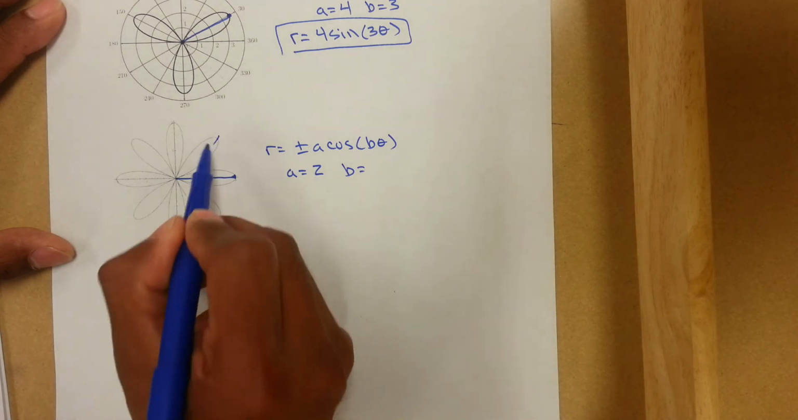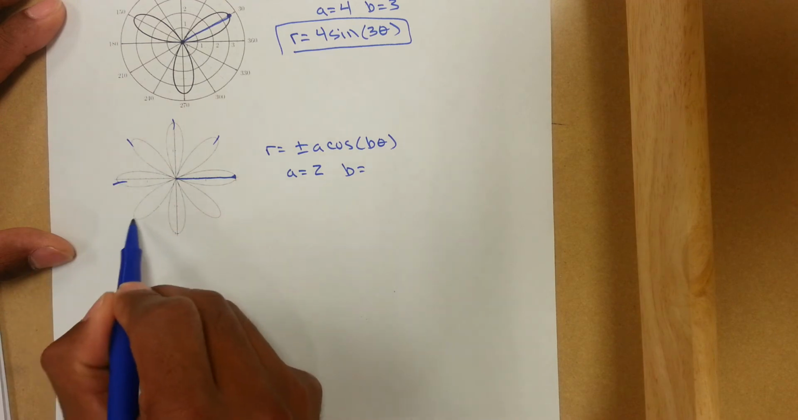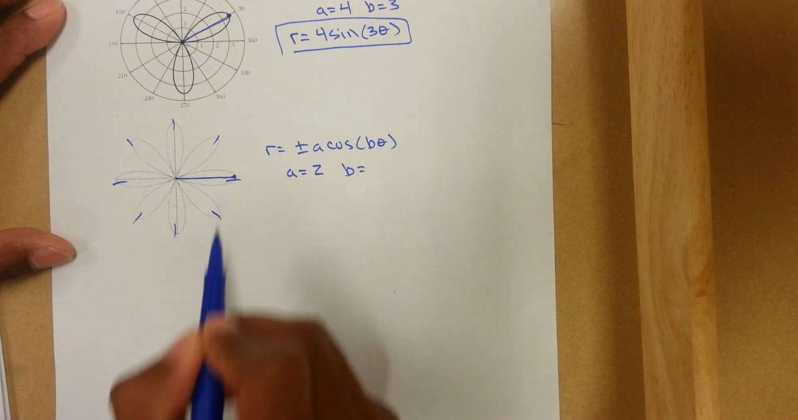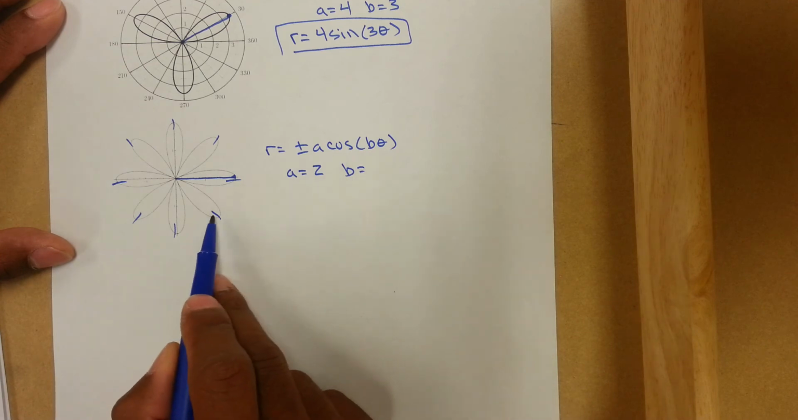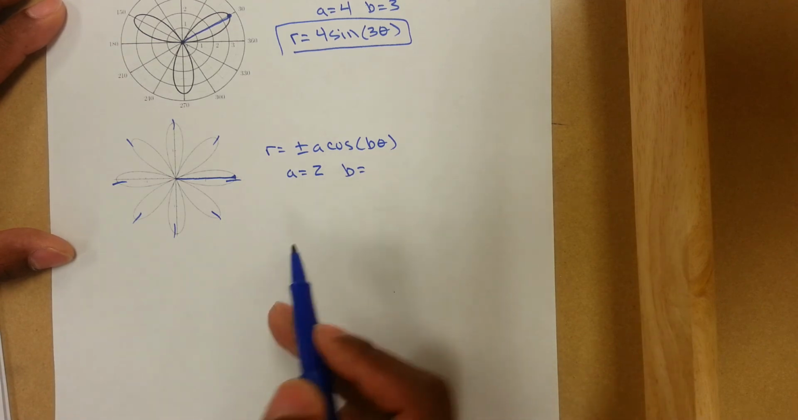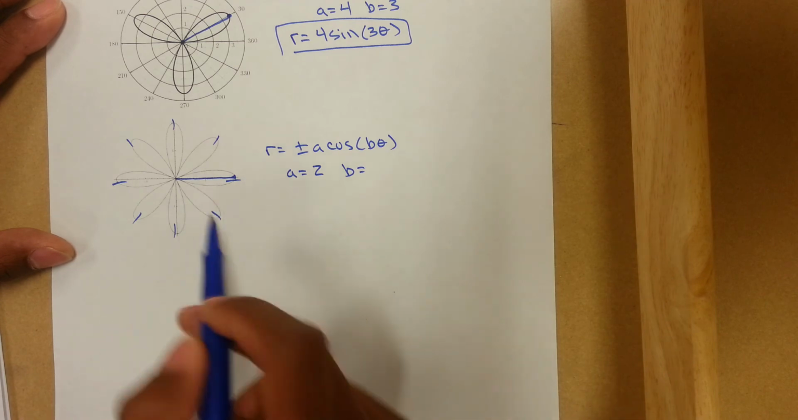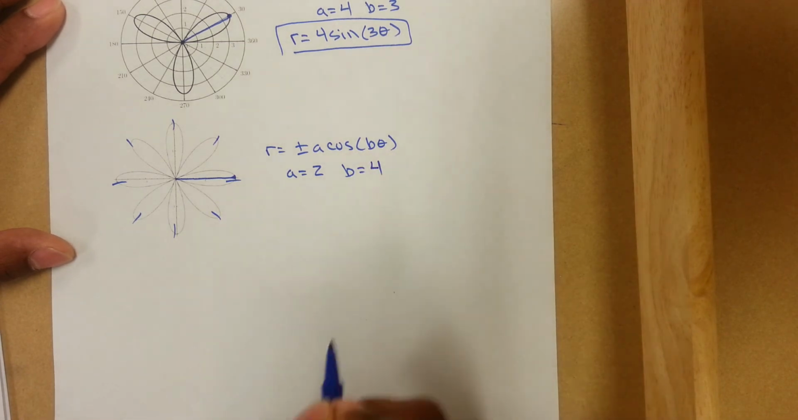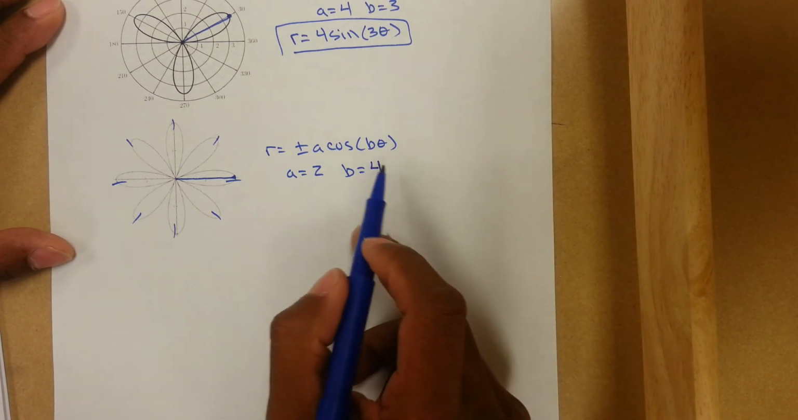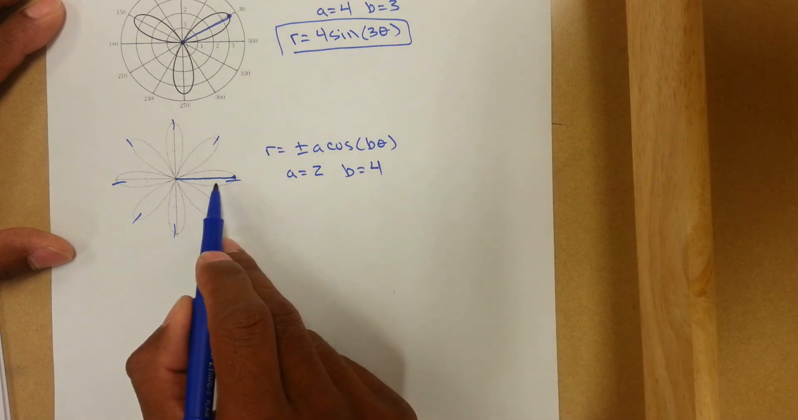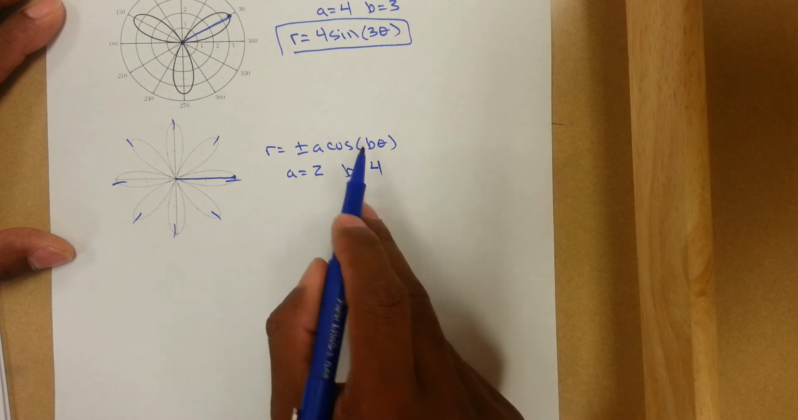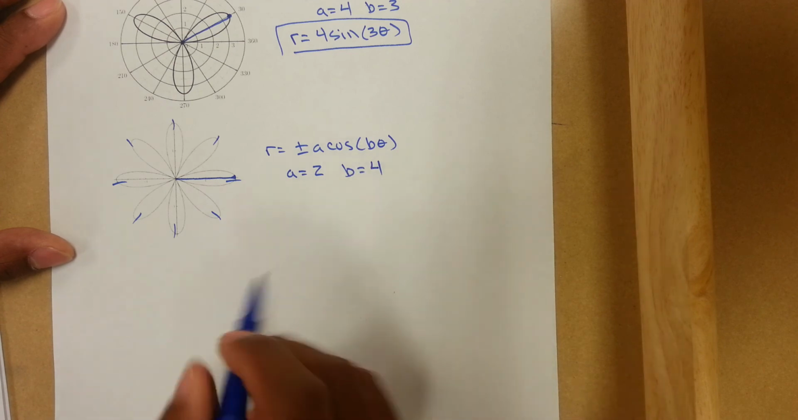In this case, I have 1, 2, 3, 4, 5, 6, 7, 8 petals. Now, that doesn't mean my B value is 8. Because 8 is even, my B value is going to be half of that. So my B value isn't going to be 8. My B value is going to be 4. Because remember, if your B value is even, the number of petals is going to be double that. So if your number of petals is even, your B value is going to be half of that.